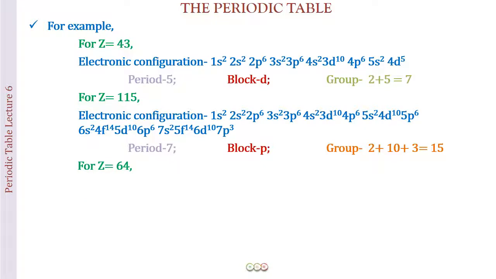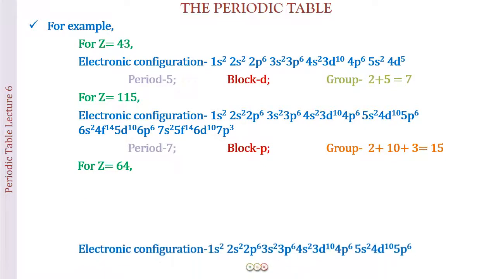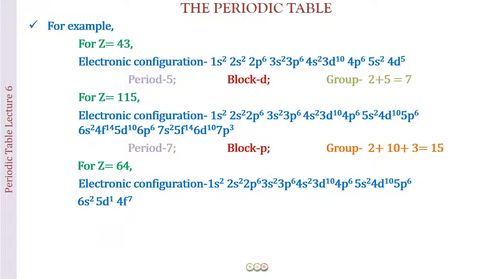Now last one for you as an example, Z equal to 64. Write out the electronic configuration, which I know you're going to do very well. So again the last shell that I am going to see is 6s2. This is the highest energy level that is being filled.